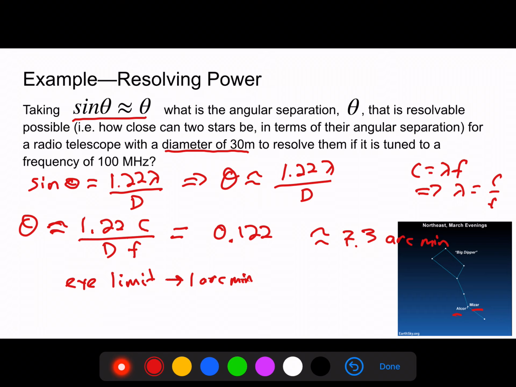So what this example is saying to us is that even with a diameter of 30 meters, you do not get that great of a resolution in the radio end of the spectrum. You would need the stars or whatever objects you're looking at to be further apart than something that you can already resolve by eye. So that means we really want to make the diameter of our radio telescope even larger than this if we want better resolution.